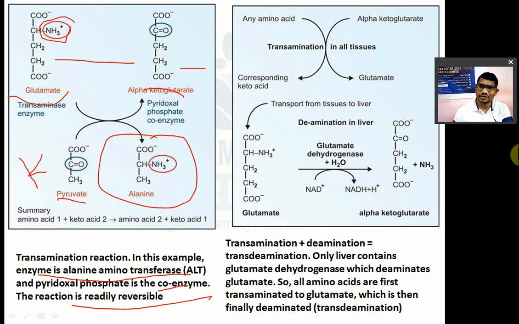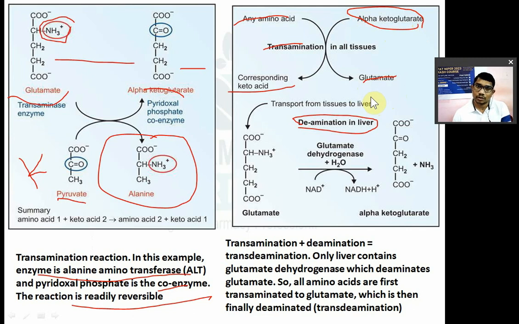Now deamination reaction क्या होता है? Deamination means removal of the amino group from the amino acid, and that occurs in the liver. So transamination and deamination are the two reactions. Transamination से क्या होता है? An amino acid is converted into the corresponding keto acid by transamination, for example alpha ketoglutarate, and this can be any amino acid, doesn't matter. Transamination and deamination can happen in the tissues, and finally it will become alpha ketoglutarate and glutamic acid. Finally glutamic acid का deamination हो गया, alpha ketoglutarate बनेगा, and glutamate in all tissues.